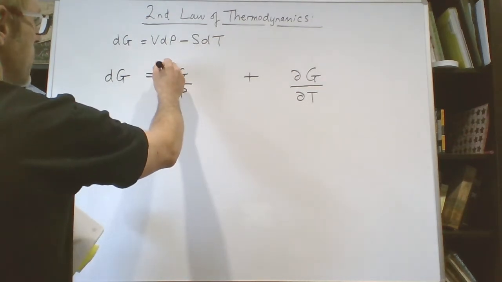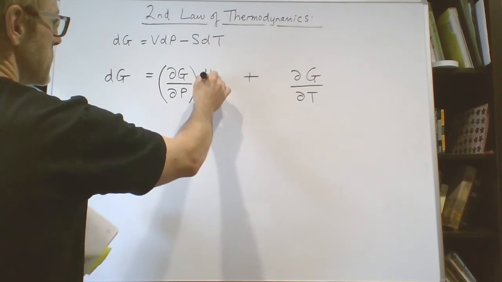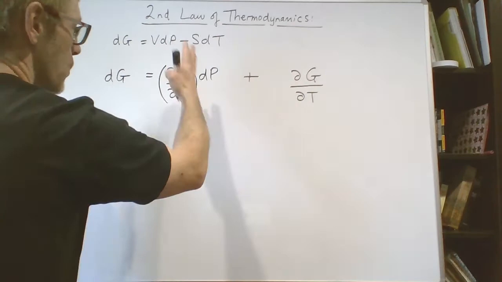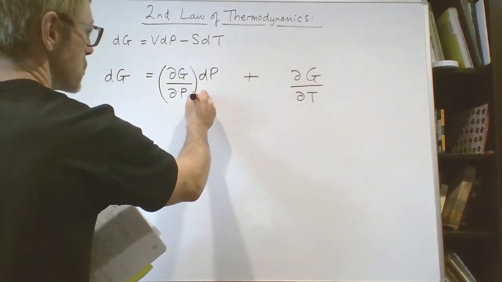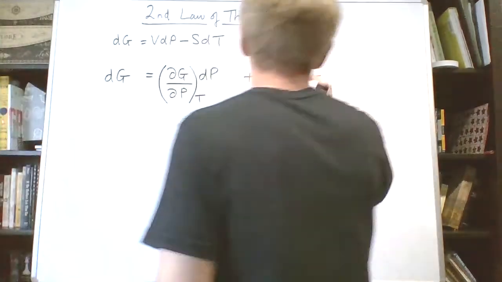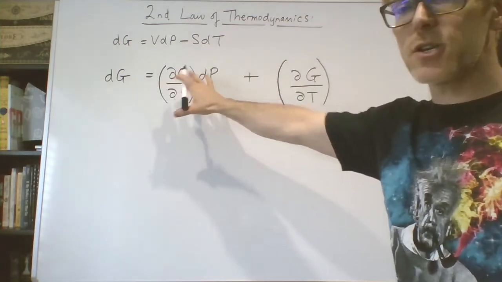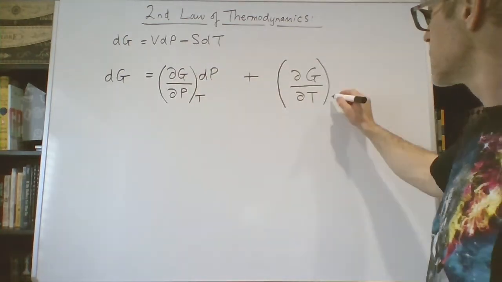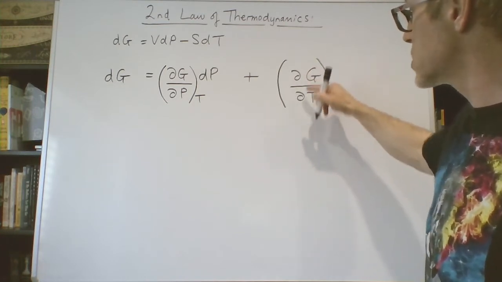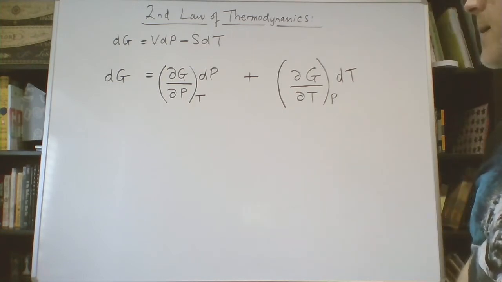So the way you would do that is to put parentheses around here and put dP, and we acknowledge that we've kept this variable constant while we're just looking at this variable. So we have constant temperature. And then likewise, we would put this term in parentheses. We fix pressure now because we're varying temperature. So constant pressure. And I'm looking at this ratio as I change temperature. Okay.